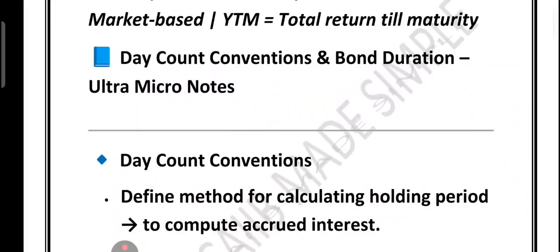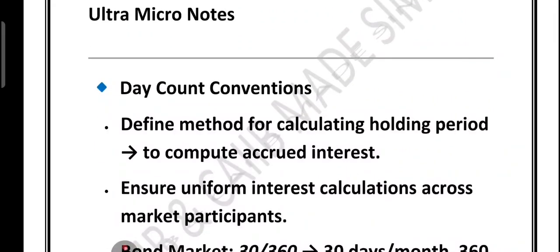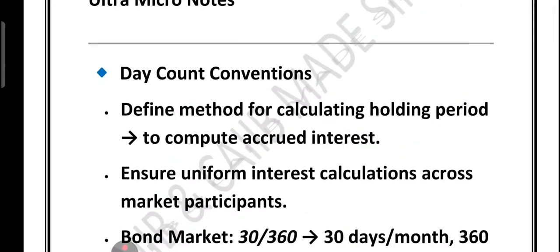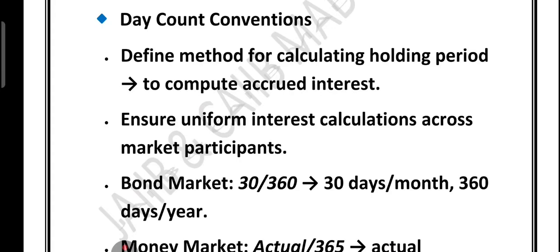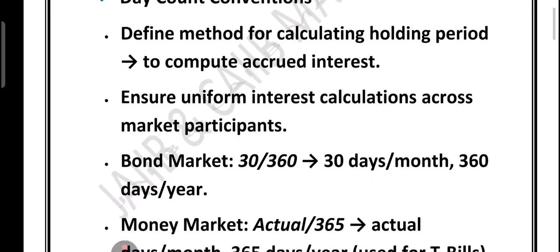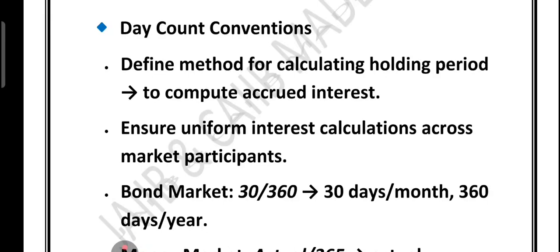Now friends, let's shift our focus to the day count convention. When it comes to bonds or money market instruments, we often need to calculate how long we have held the investment. That is where day count convention comes into the picture. It simply means the method used to count the number of days between two dates. This helps in calculating the accrued interest.